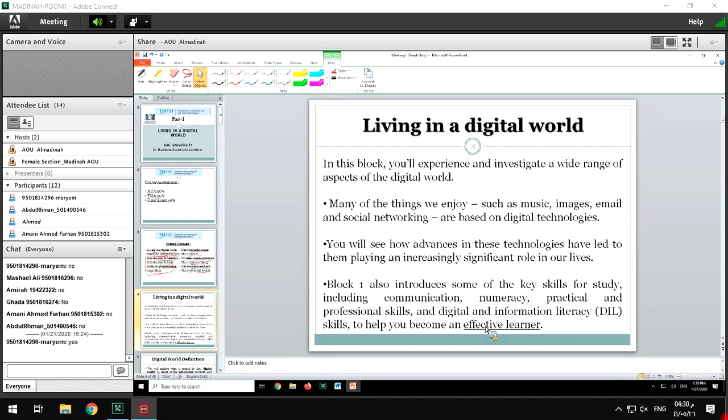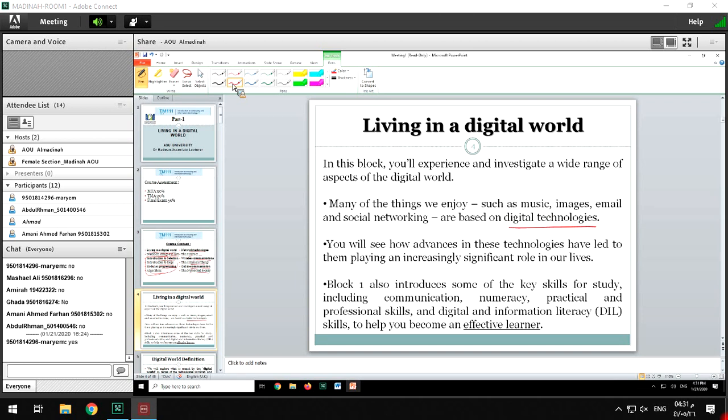Nowadays, what we use is the mobile phones. In the mobile phone, we use many things. We listen to music, we watch videos, we participate in social networking. We have accounts in Facebook, Twitter, and we are using applications like WhatsApp and other services, Instagram and all. So these are all based on digital technologies. And you will see how advanced these technologies have become, and that they play a significant role in our lives today. Once we are in technology in this digital world, we see that it is a bit hard to live in this world without digital things.